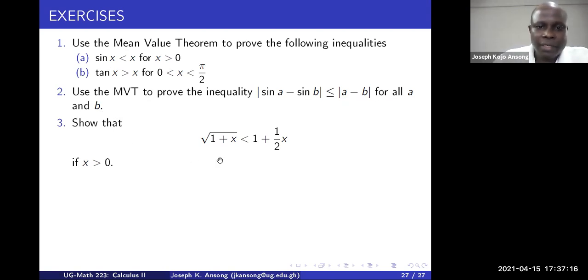Show that, this is another one, the square root of 1 plus x is less than 1 plus half x, if x is positive. So here you are not told to use MVT. You could try to use MVT or use the fact that the function is increasing or decreasing. So you can take this to this side and call everything there f of x and try to use method 3 that we used. Find the derivative and try to show that the resultant expression is, let's say, less than 0, and then try to prove the inequality. Okay, good.